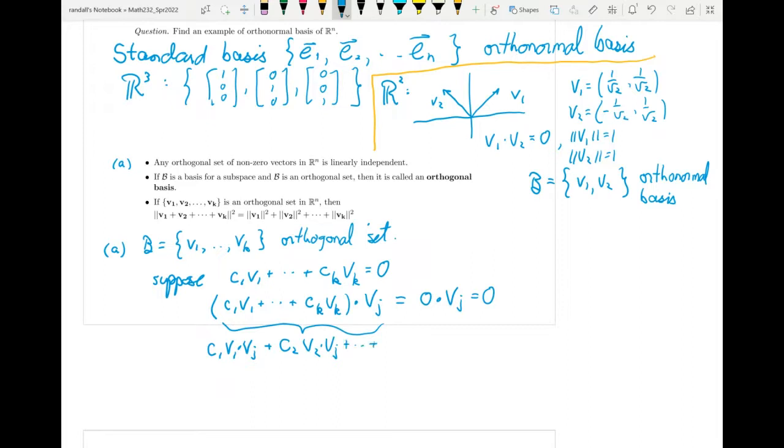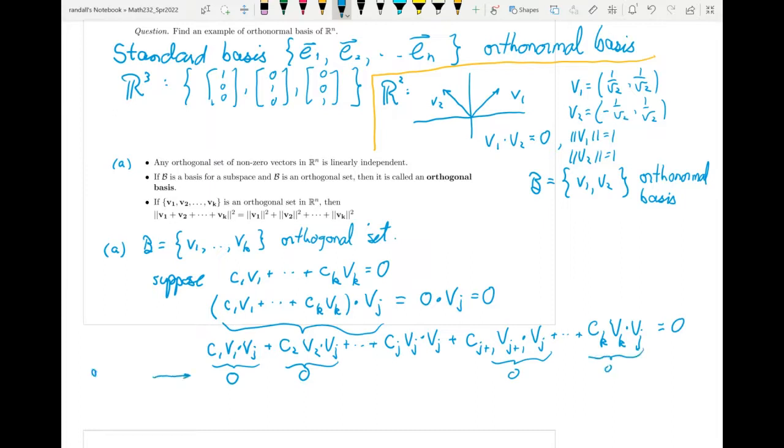Now somewhere down the road, there'll be the jth vector. So let's put that one here: cj vj dot vj. And then you'll have c(j+1), the next one in the list, times v(j+1) dot vj. And then finally, to the end, ck vk dot vj. And now the right side is all 0, as we've established. And then we go through each one of them and we see that all these other terms are going to be 0 because of orthogonality, so all these ones here. Okay, so this is orthogonality, pairwise orthogonality.